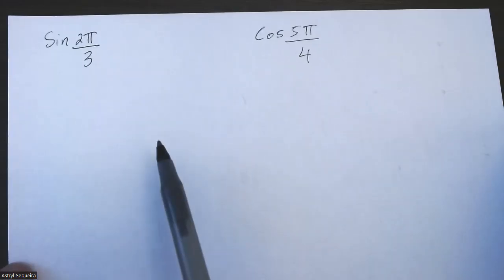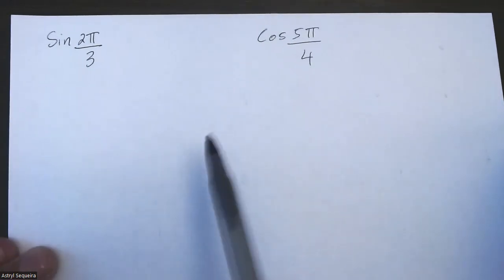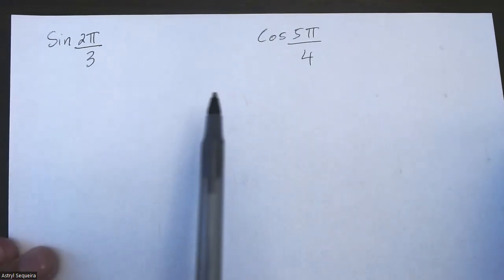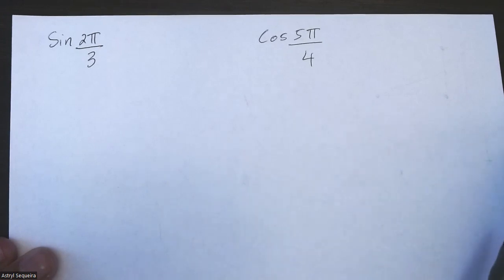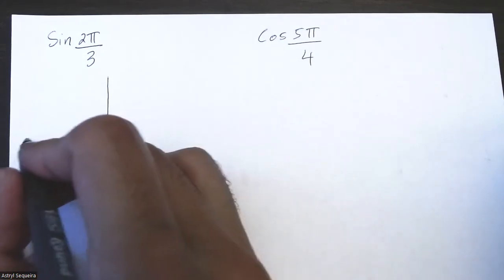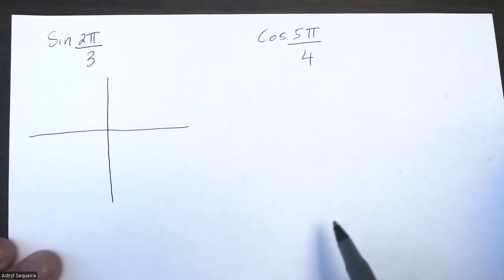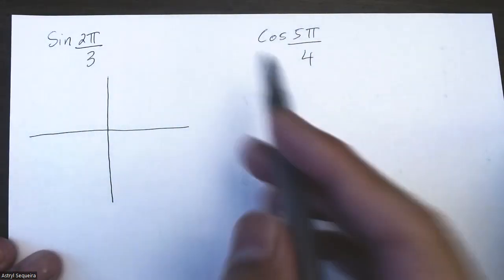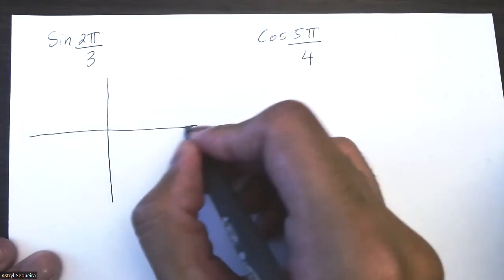All right, so in this video, I'm going to find the exact values of these trigonometric ratios. I'm going to do them without a calculator, so I'm going to be using my special triangles for these examples. Now, the first thing we need to do is draw a grid out over here, and we need to draw the angle in the correct quadrant.